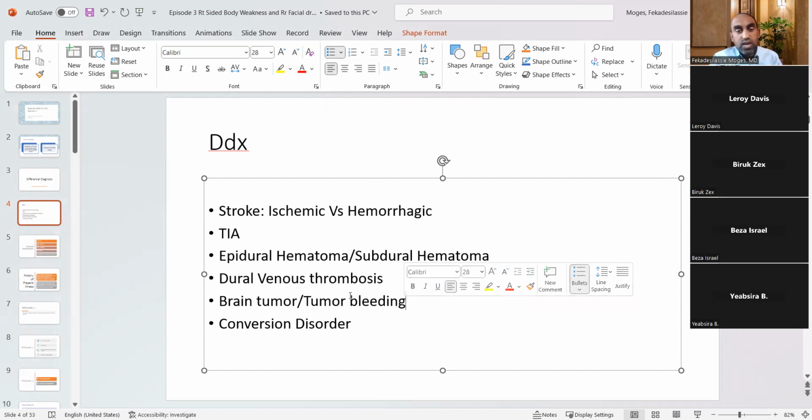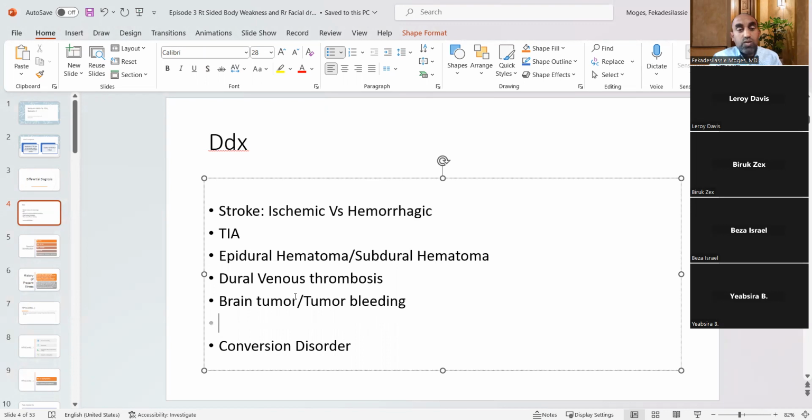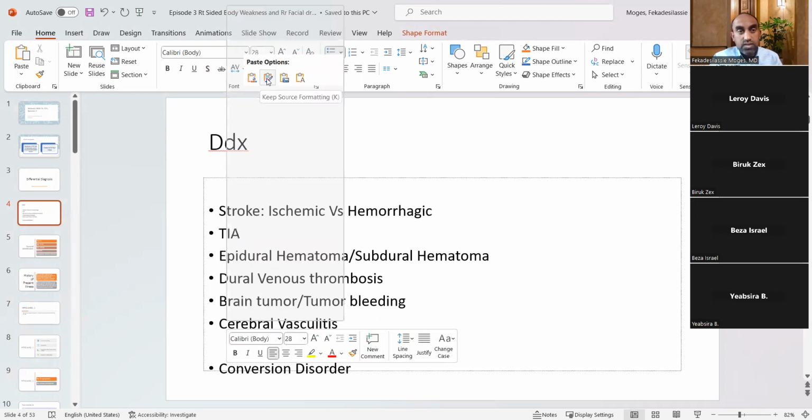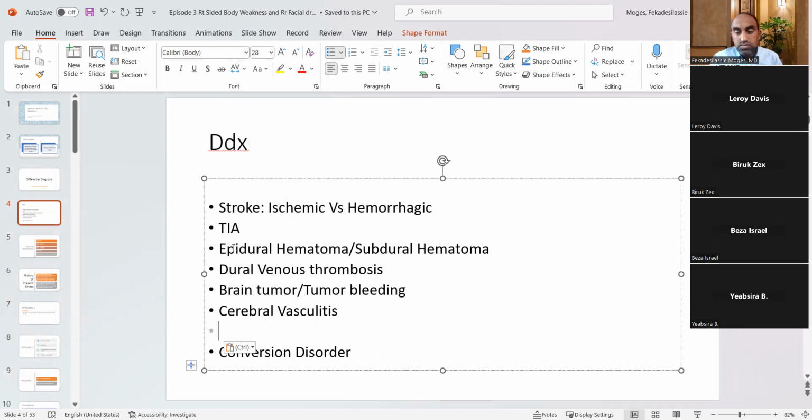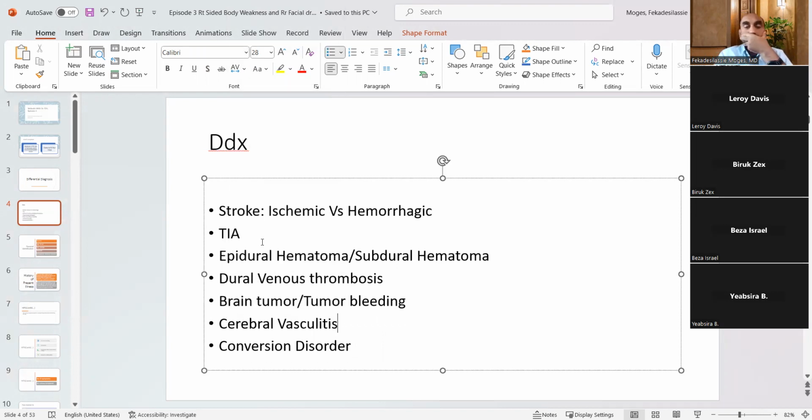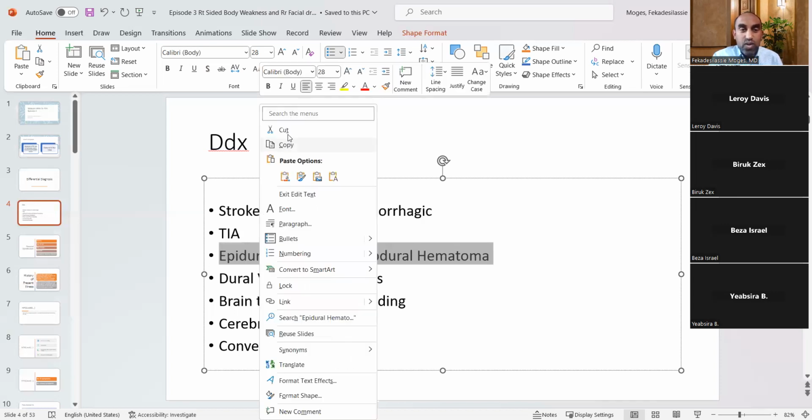So what about brain tumor? We said dural venous thrombosis. Oh, we didn't talk about epidural hematoma, subdural hematoma. What do you think about those? I would like to keep the list maybe further down. Ask maybe further history. Yes, excellent. Because you want to know more, right?